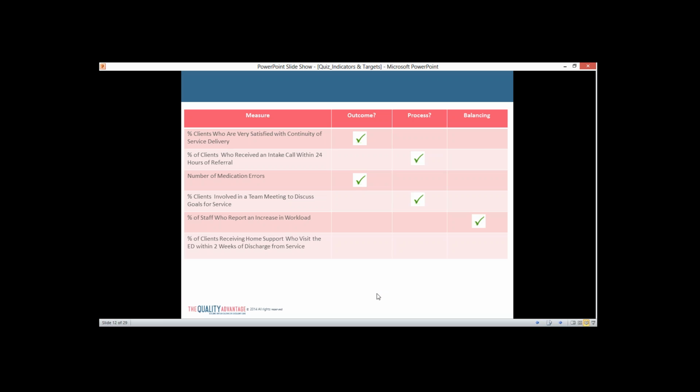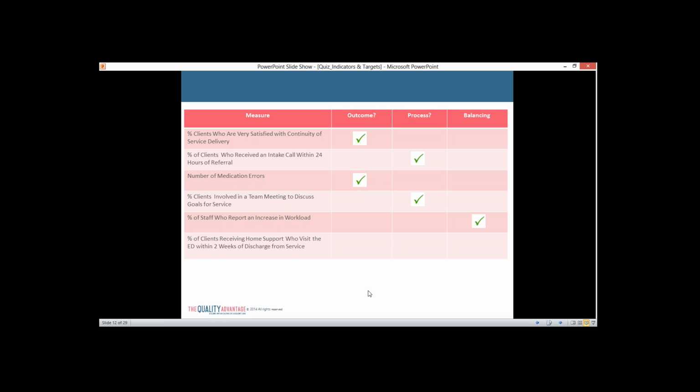If you chose balancing, you're correct. Generally, anything related to staff workload, you'll recall, will likely be a balancing measure. And as I indicated, in quality improvement, we try to ensure that we're not increasing workload because then we're unlikely to sustain the improvement.